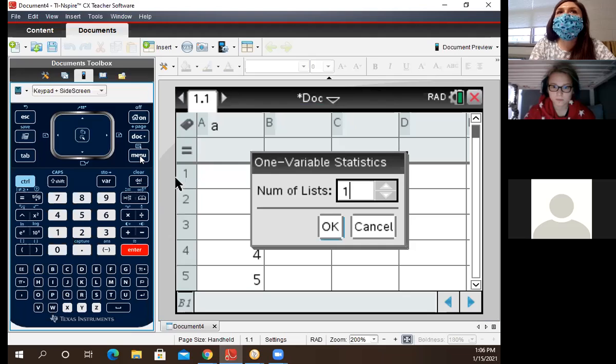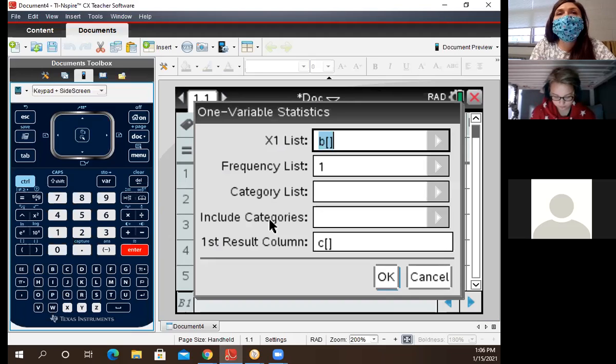When I choose one variable statistics, I get this little box that pops up. Our number of lists is just going to be 1, so I'm going to hit enter. It's always just going to be 1. And then I get this new box that pops up. For my first selection here, it says X1 list. That's whatever we named our column. So if you remember what you named it, you can type that in right here.